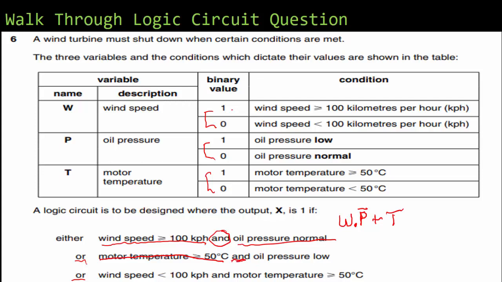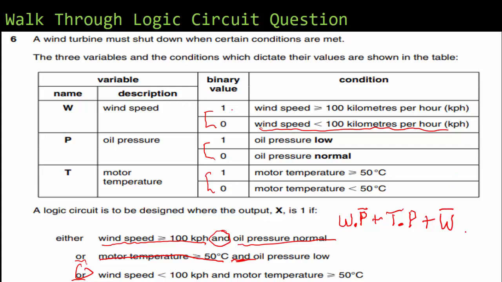They want me to AND it together. So not a problem. And then it says oil pressure is low. My oil pressure being low is represented by P as a 1. So that's simply going to be T and P. And then they want me to OR it together. So I'm going to put another OR gate. And then it says wind speed is less than 100 kilometers per hour. So here's my wind speed is less than 100 kilometers per hour. That's represented by a W, which is 0. How do I represent a W as a 0?